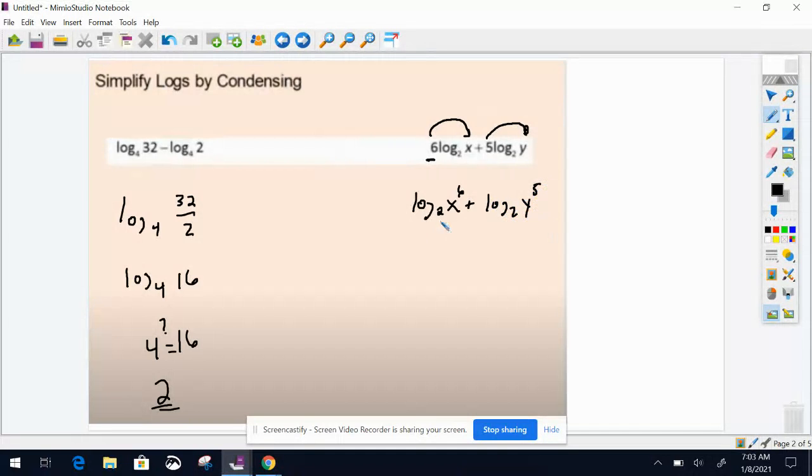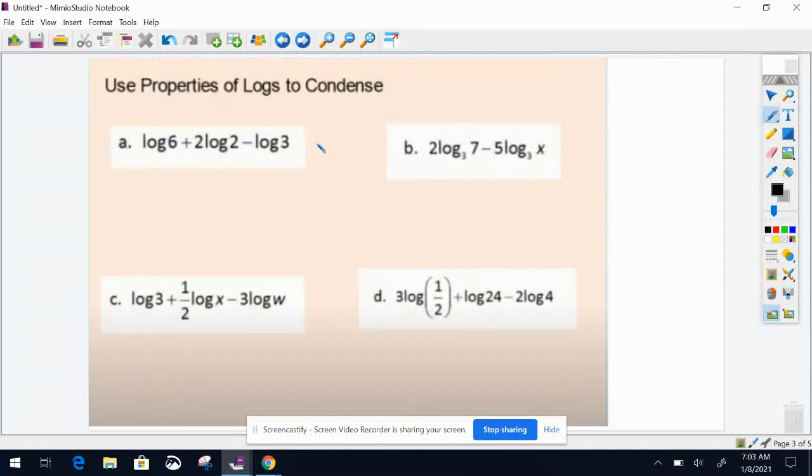Now, I wouldn't be able to do anything if these weren't the same base. So they are, and now the plus sign means that I multiply, so I've got log base 2 of x to the 6th times y to the 5th. Okay, let's look at a couple more examples of, again, condensing these.